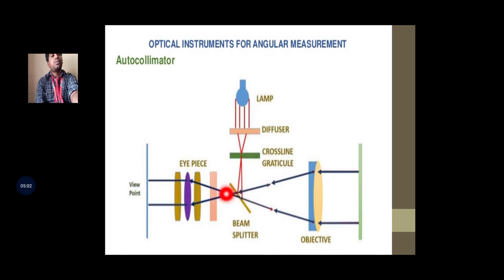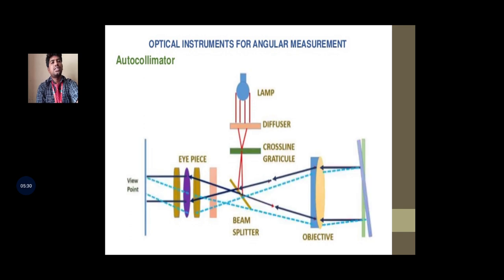One part will be transmitted to the eyepiece, another part is transmitted to the object. The object ray will be transmitted to the inspection, reflected, and transmitted again to the beam splitter. In this beam splitter the split ray will be transmitted to the eyepiece and the value will be taken on the autocollimator. Here in the diagram we show the reflection of the process. So due to the deflection of the object we make the measurement with the autocollimator.